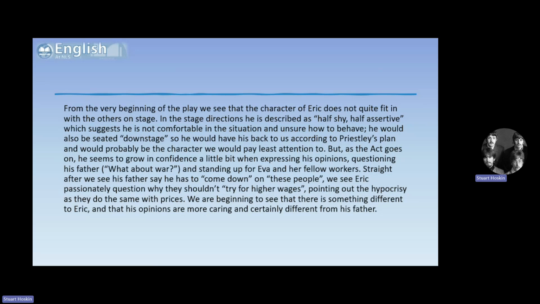So he would have his back to. And what that would mean. So therefore, he would probably be the character we'd pay least attention to. A developed point. Two bits of evidence that are used in the same place. A semicolon linking them together to show how one draws out of the other, discursive, identifying whereabouts it is, and the focus on we as an audience and the impact on the audience.